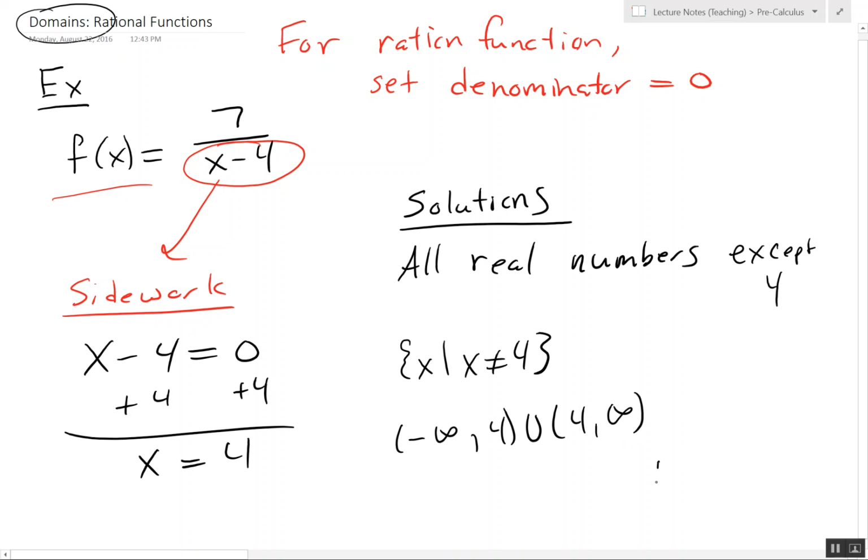So that's it. I'll put my little box here to indicate this problem is done. Notice that this function only has one place where it is undefined. If we look at this graph, we'll see in a later section that we actually get a vertical asymptote at x equals 4. That's a different topic entirely, which we'll talk about at a later time.